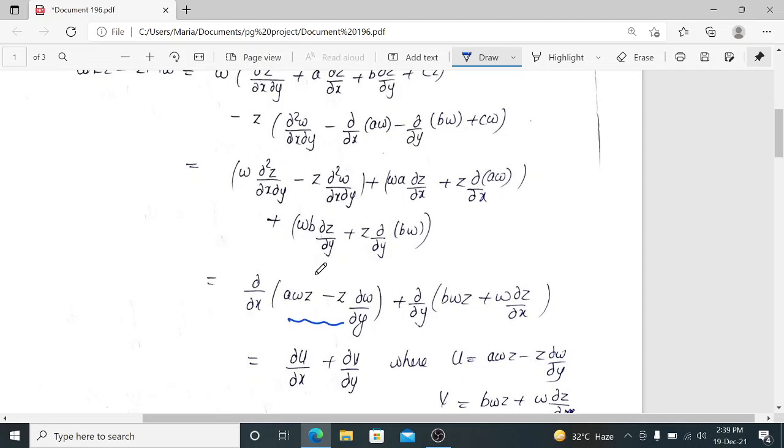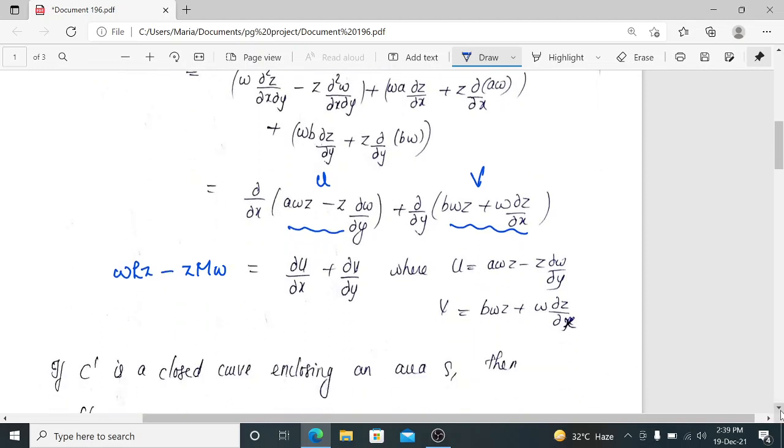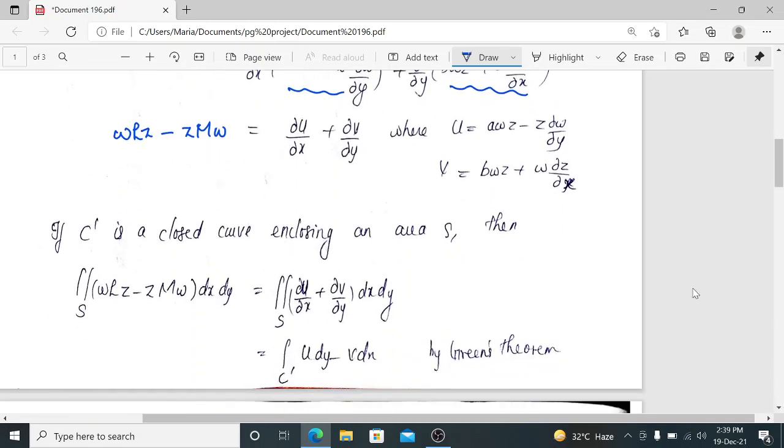Now let me call this function capital U and this function capital V. So we started with w L z. So w L z minus z M w can be put in the form ∂U/∂x plus ∂V/∂y, where these will be the values of capital U and V. And now let us apply Green's theorem to this.